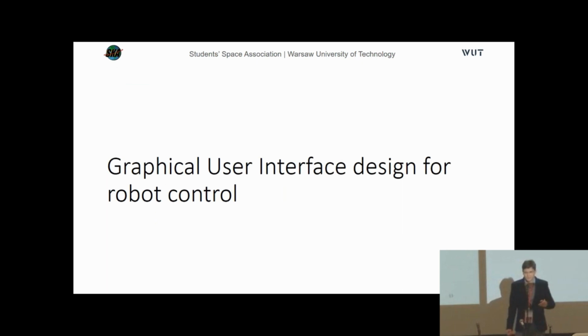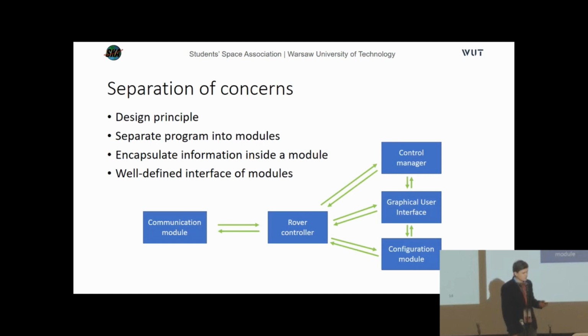Now I'd like to talk a little about a few principles of designing graphical user interfaces for robot control. So the first is separation of concerns. And the idea is to separate a whole software system into a few modules, which encapsulate the data and functionality and have well-defined interfaces between them. It greatly facilitates the development, management, and maintenance of such a software system. It also makes it much easier to modify.